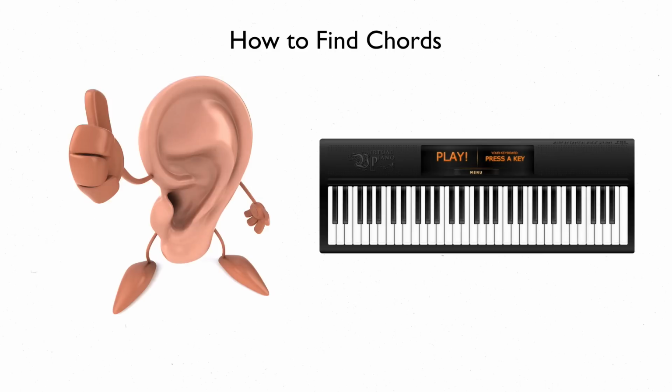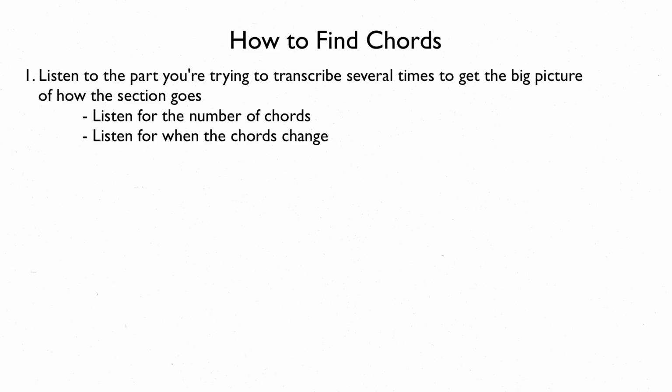So today we're going to go over how to find chords the old-fashioned way, using your ears and a piano. Andrew and I have tried to lay out an easy-to-follow method that will get novice musicians started at finding chords of songs that they like using the keyboard and their ears. So let's start with the method. Listen to the part you're trying to transcribe several times to get the big picture of how the section goes. Try to listen to the number of chords in the section and when they change.